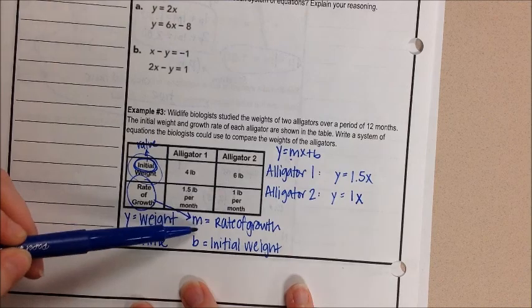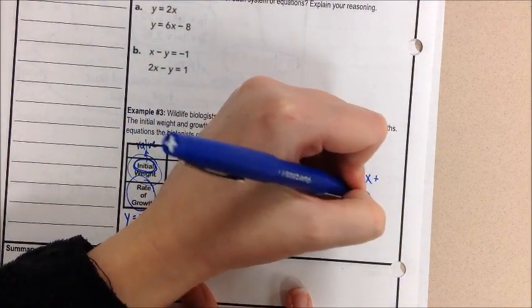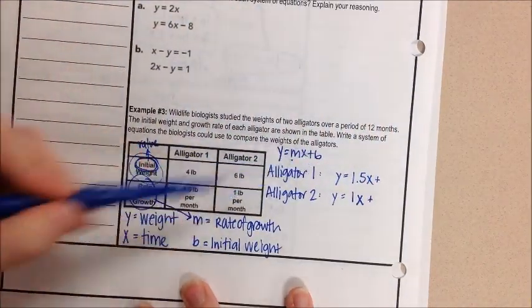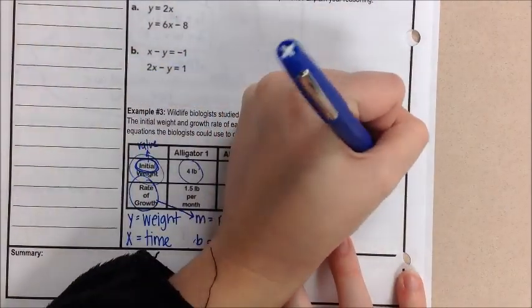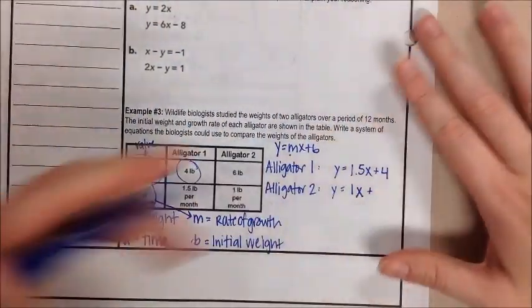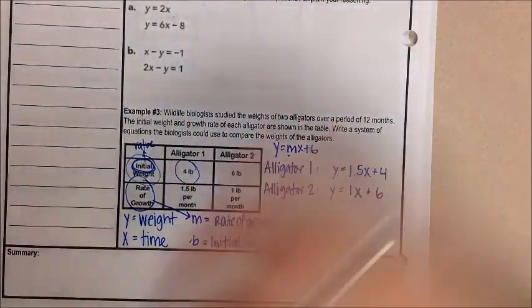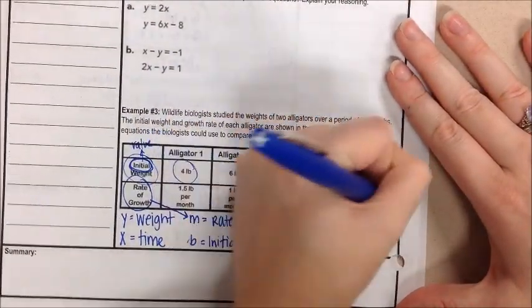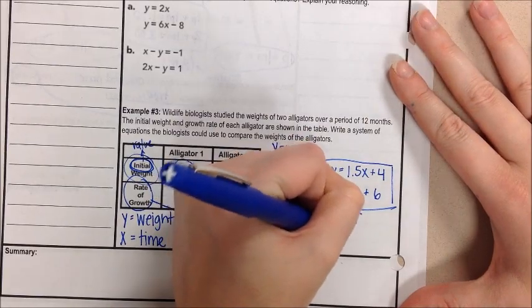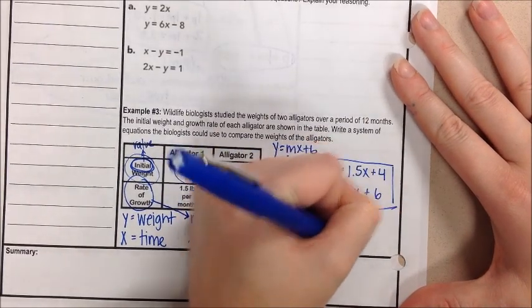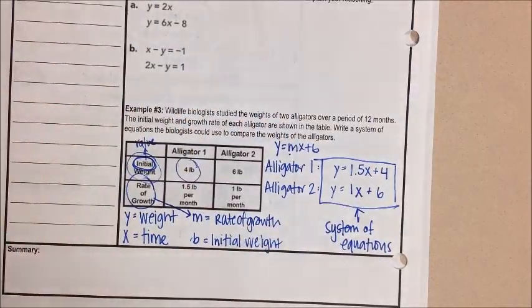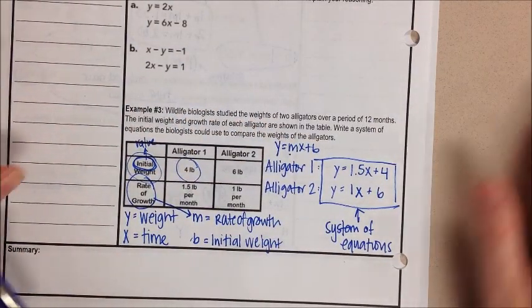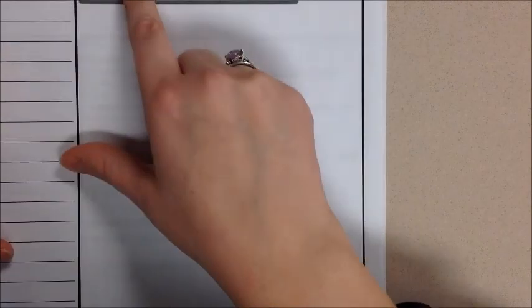And then we need to do our initial weights, because that's my b. So I'm going to have plus something. Remember, b is initial weight. So alligator 1 was 4 pounds, and alligator 2 was 6 pounds. Okay, so this is the system of equations. Where it's all filled in for m and b, that's my system of equations. Okay? Last U-try, go ahead and do this one.